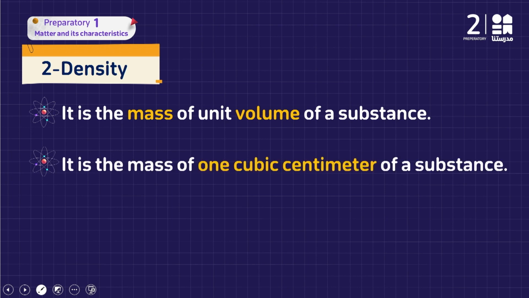It's a mass per unit volume, or a mass of a unit volume. And the definition of the density is very important. So from the definition, we can get the rule of the density. How can we calculate the density of any substance? If you know the mass and the volume of this substance, you can calculate its density.